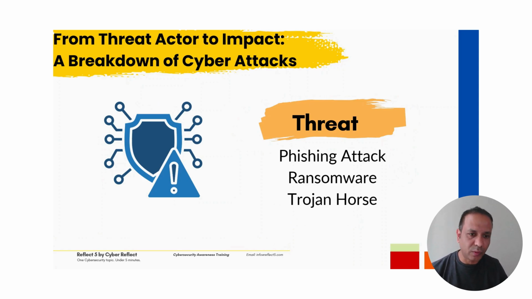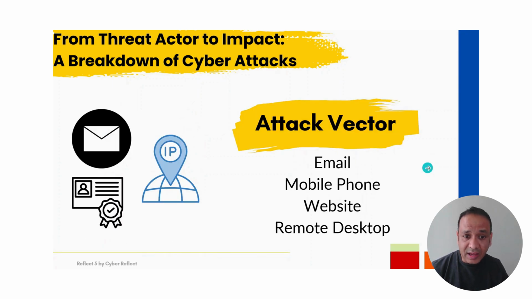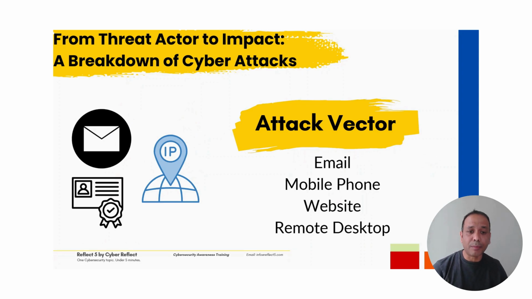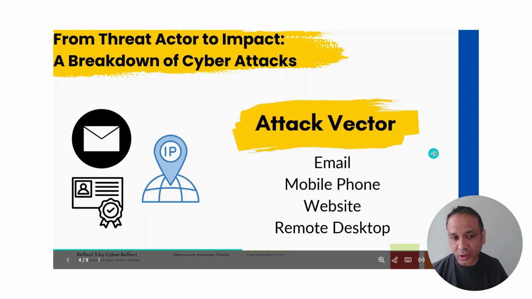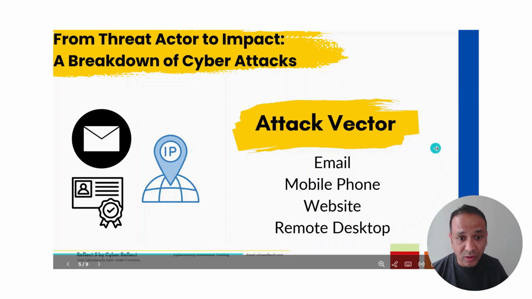The cyber adversary will use a threat. It can be a phishing attack, it can be ransomware, a Trojan horse, and the attack vector is the path that the adversary will use to deliver the threats. Very often, the preferred attack vector is email. It can be through mobile phone, through a website, or compromising a remote desktop that is open to the internet.